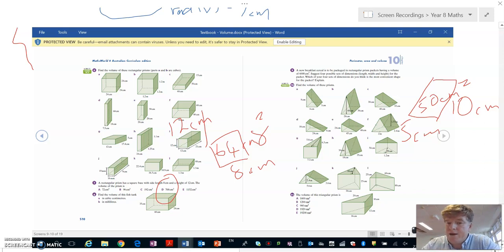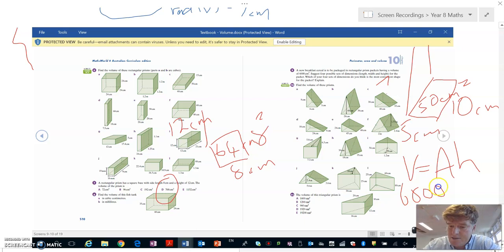Now we have to work out what the height is. So it's going to have some sort of height. The base is going to be 50 centimetres squared. What's the height going to be? So remember what our rule is. Volume equals area by height. And in this case, we know the volume is 6,000 equals the area, which is 50, times height.